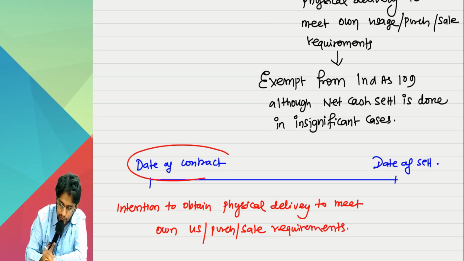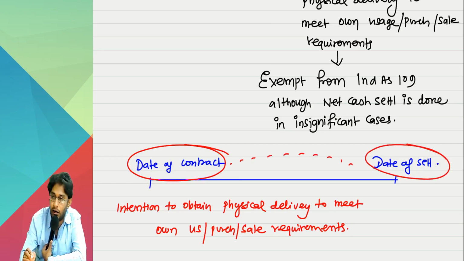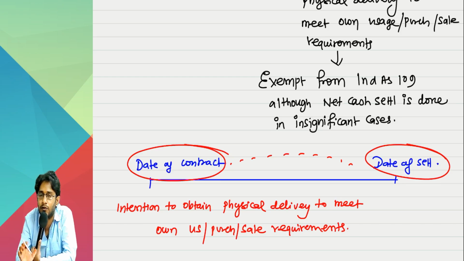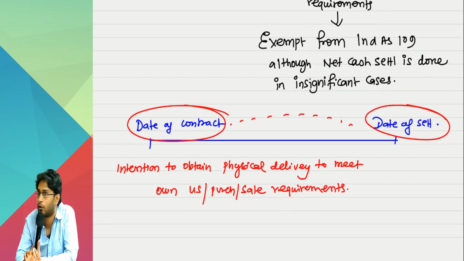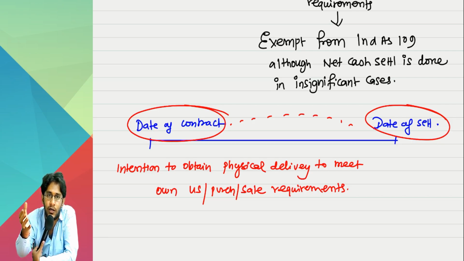should be there from the date of contract, during the period of the contract, and ultimately on the settlement date also. Any time an intentional change comes, immediately you are covered under the standard. So if you want to enjoy the exemption, you should be purely genuine right from day 1 to the date of settlement. Throughout the period, the intention should be only to obtain delivery. Anytime an intentional change comes, you are covered under Ind AS 109.